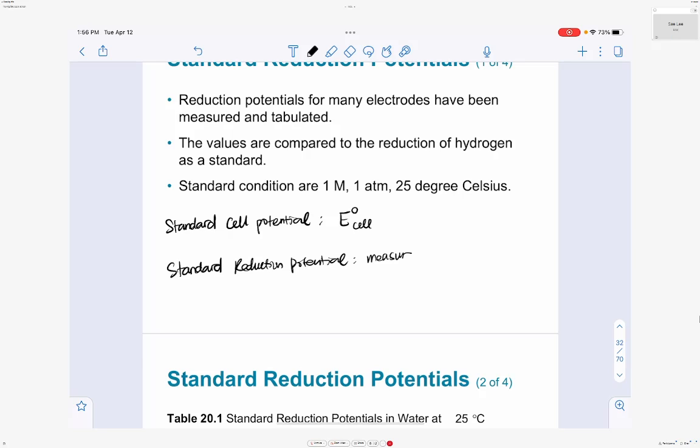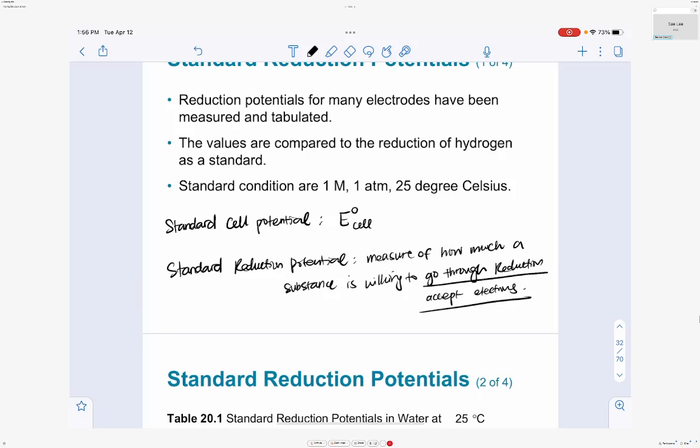I'm going to write that down: measure of how much a substance is willing to go through reduction or accept electrons. Okay.